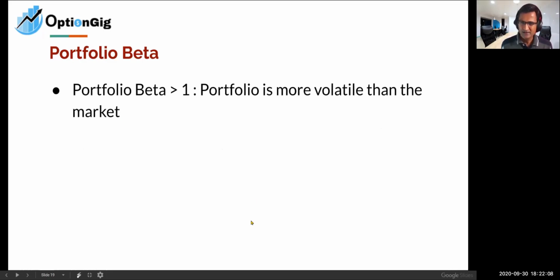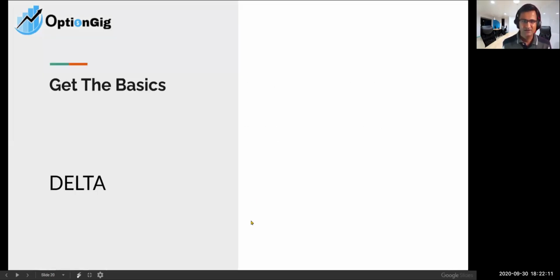If it's greater than 1, it is more volatile than the market. Less than 1, it's less volatile than the market. So that was about beta. Now don't bring up your calculators or start looking at your positions to find out what your portfolio beta is. You don't have to do that. I just wanted to introduce that concept because we're going to use it when we start talking about how to make portfolio level decisions. And trading platforms already show it, so you don't have to calculate this one.